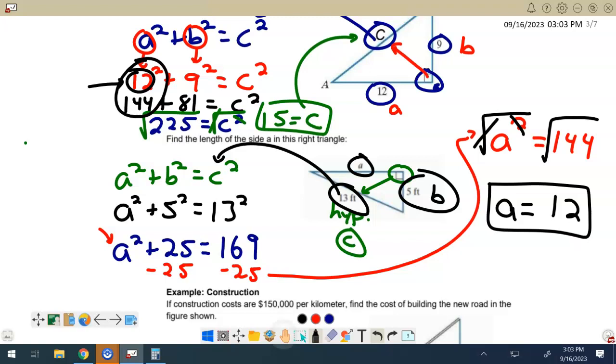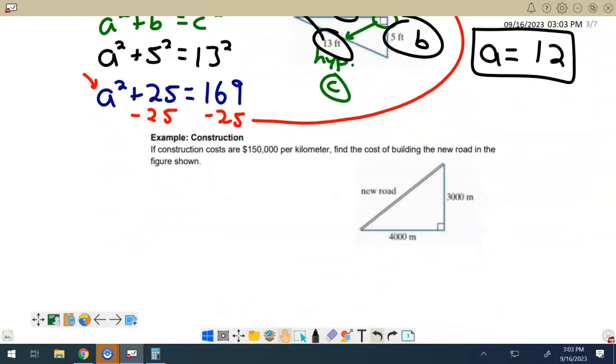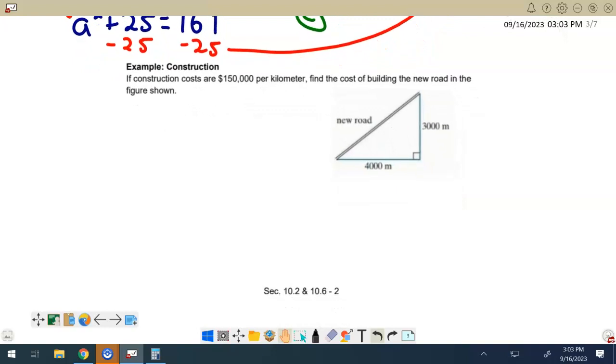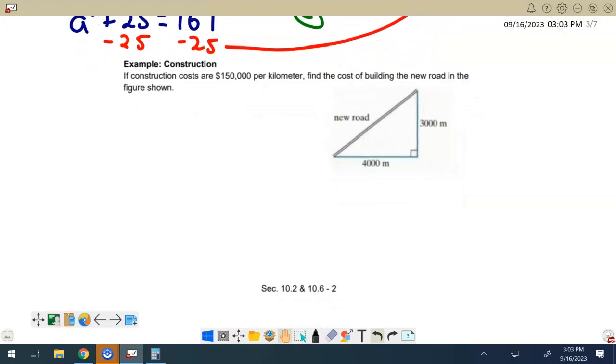All right, let's take a look at the next example. So if construction costs are $150,000 per kilometer, find the cost of building the new road in the figure shown below. So again, that new road is our hypotenuse, right? It's the side opposite the 90-degree angle, so that has to be C. It's not labeled for me this time. So the previous 2 examples, they were nice to label the sides A, B, and C. This time, you have to realize the new road, the side you're looking for, is your hypotenuse, which needs to have the label C in this formula.